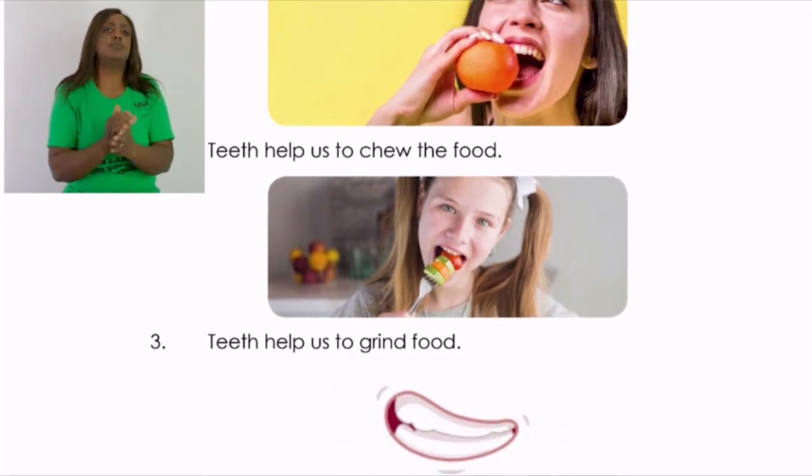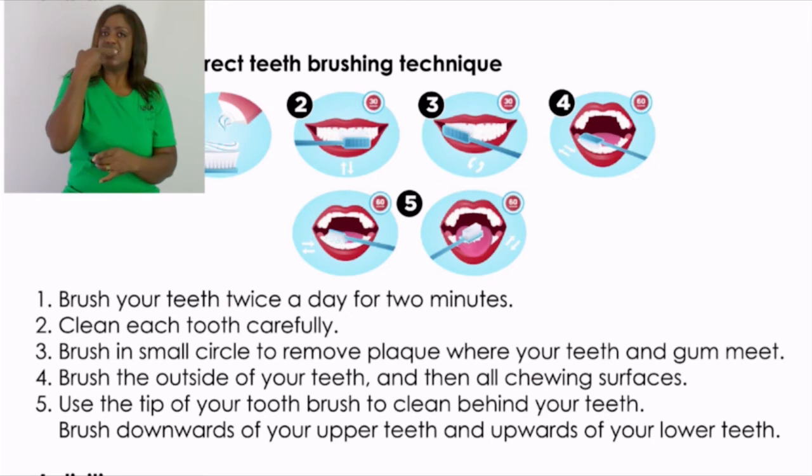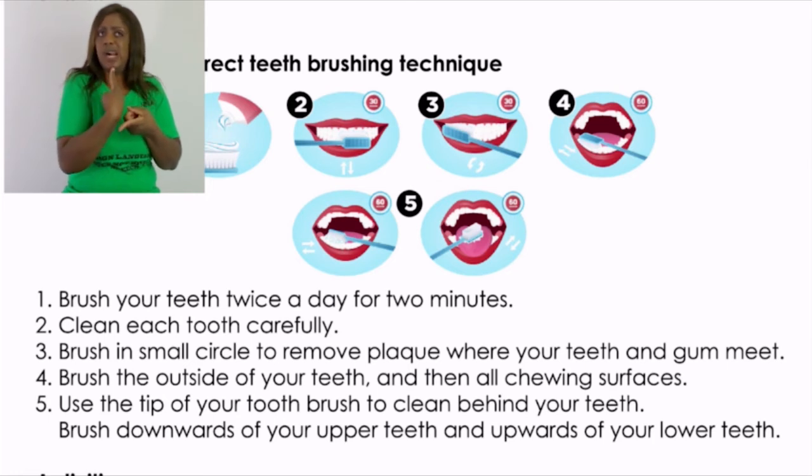Let's turn on page 18. We are going to demonstrate the correct teeth brushing techniques. You brush your teeth twice a day for 2 minutes. Clean each tooth carefully. Brush in small circles to remove plaque where your teeth and gum meet. Brush the outside of your teeth and then all chewing surfaces. Use the tip of your toothbrush to clean behind your teeth. Brush downwards of your upper teeth and upwards of your lower teeth.